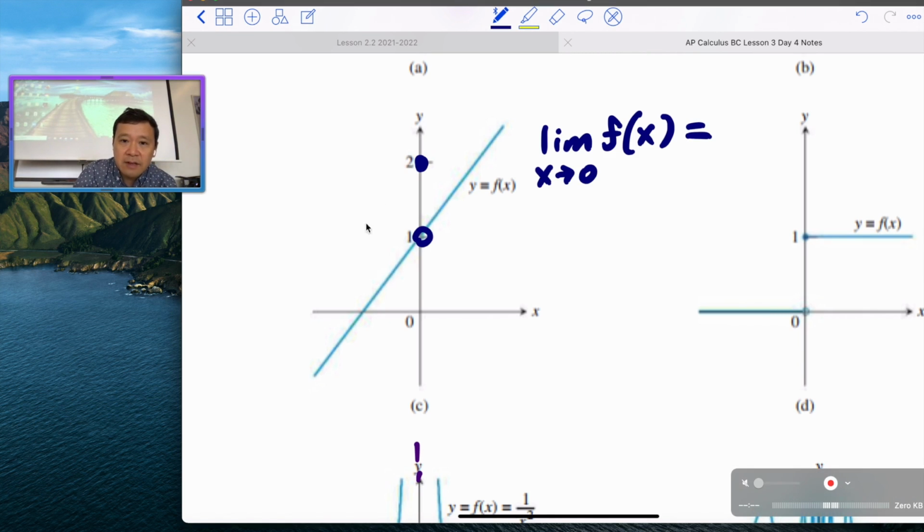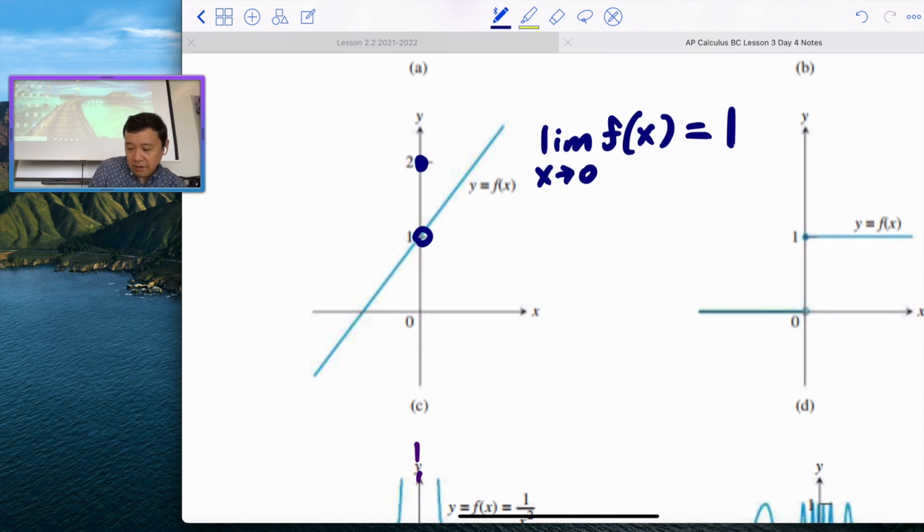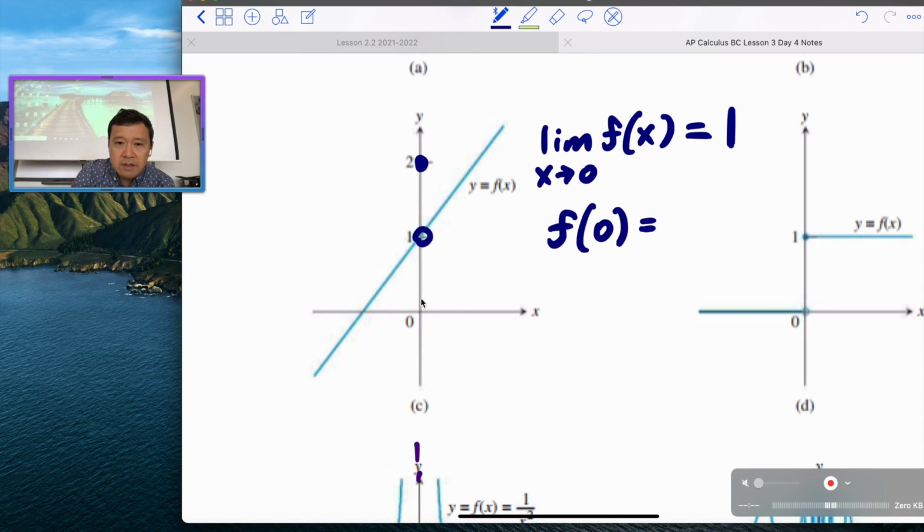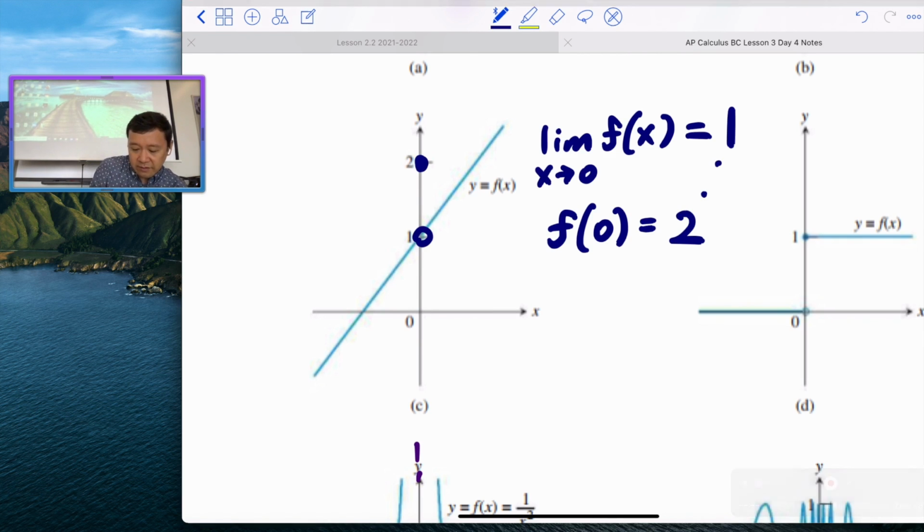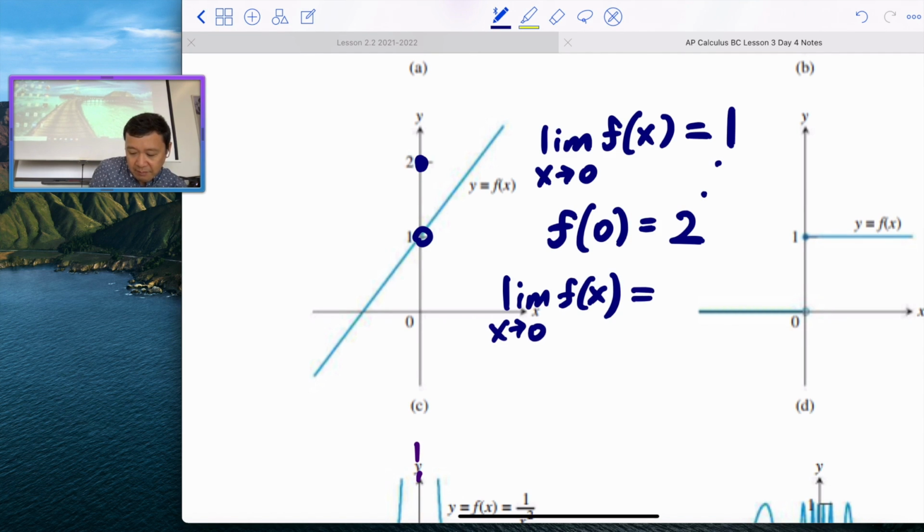Clearly, you could see that that value would be 1. From the left side, the y value is becoming 1 as the x value approaches 0, and from the right side it's the same case. So you can see that the limit would be 1, while the defined value at x equals 0 is not 1. In this case, f of 0 would be 2. So clearly the limit of f of x as x approaches 0 does not match f of 0. That would be your justification for this particular function not being continuous at x equals 0.